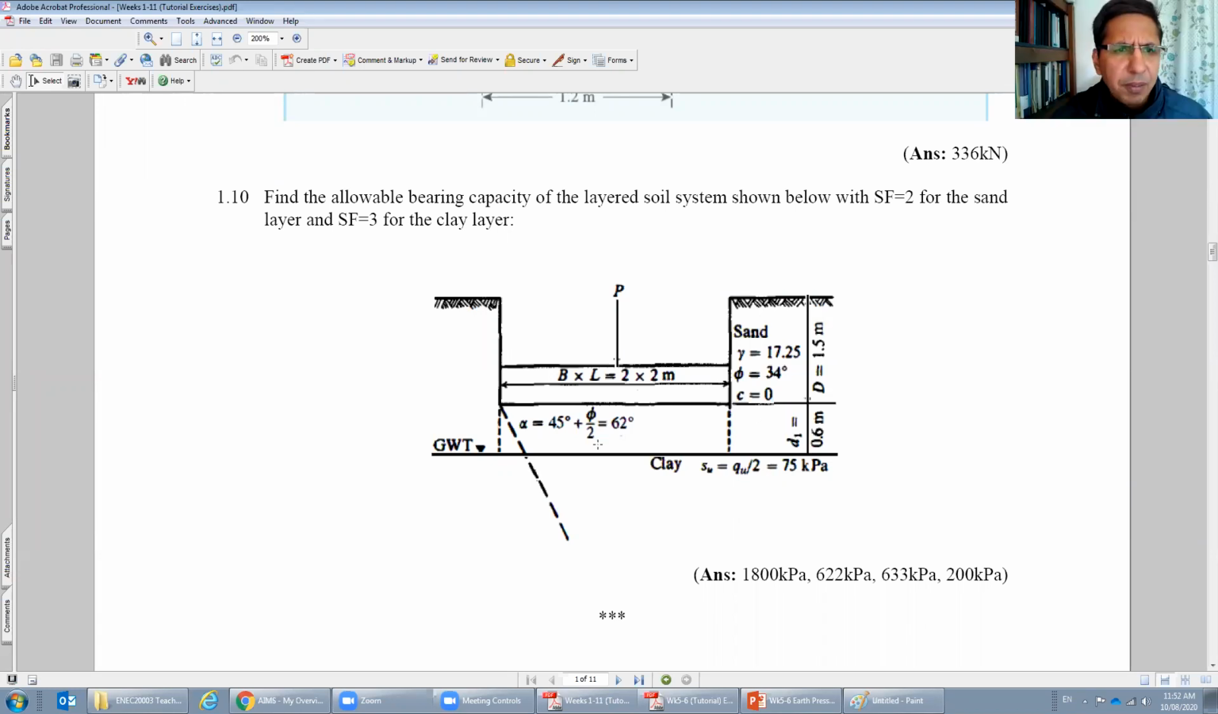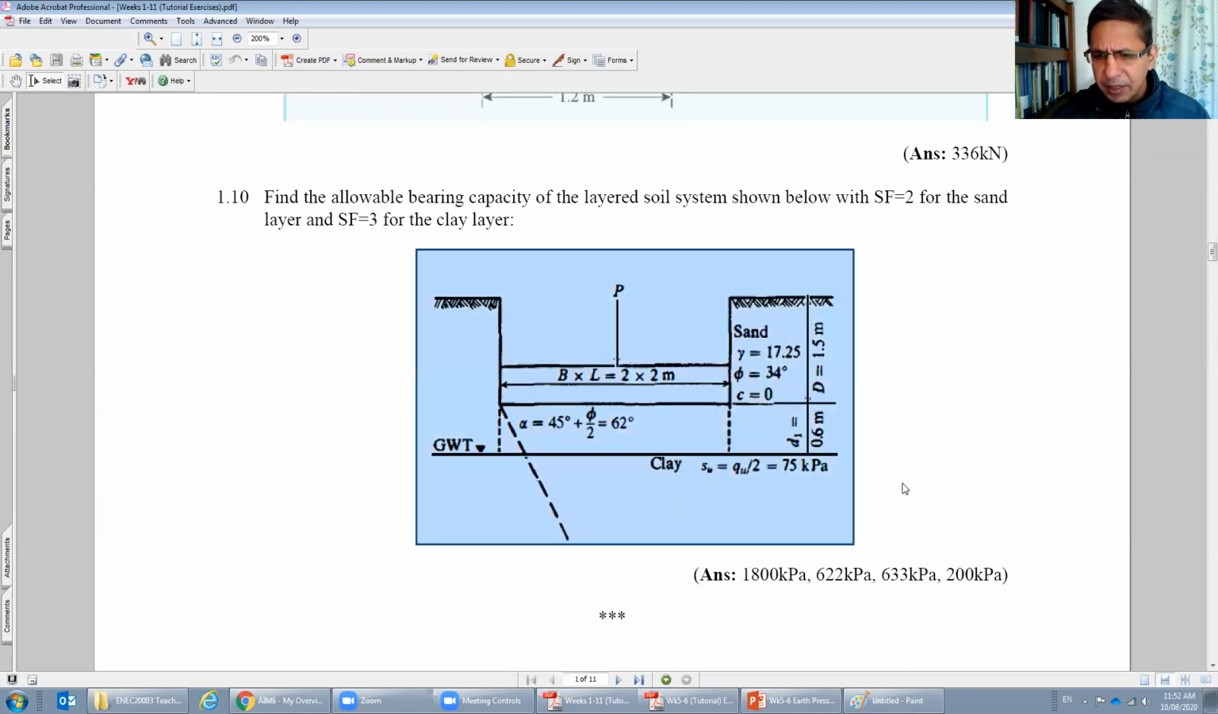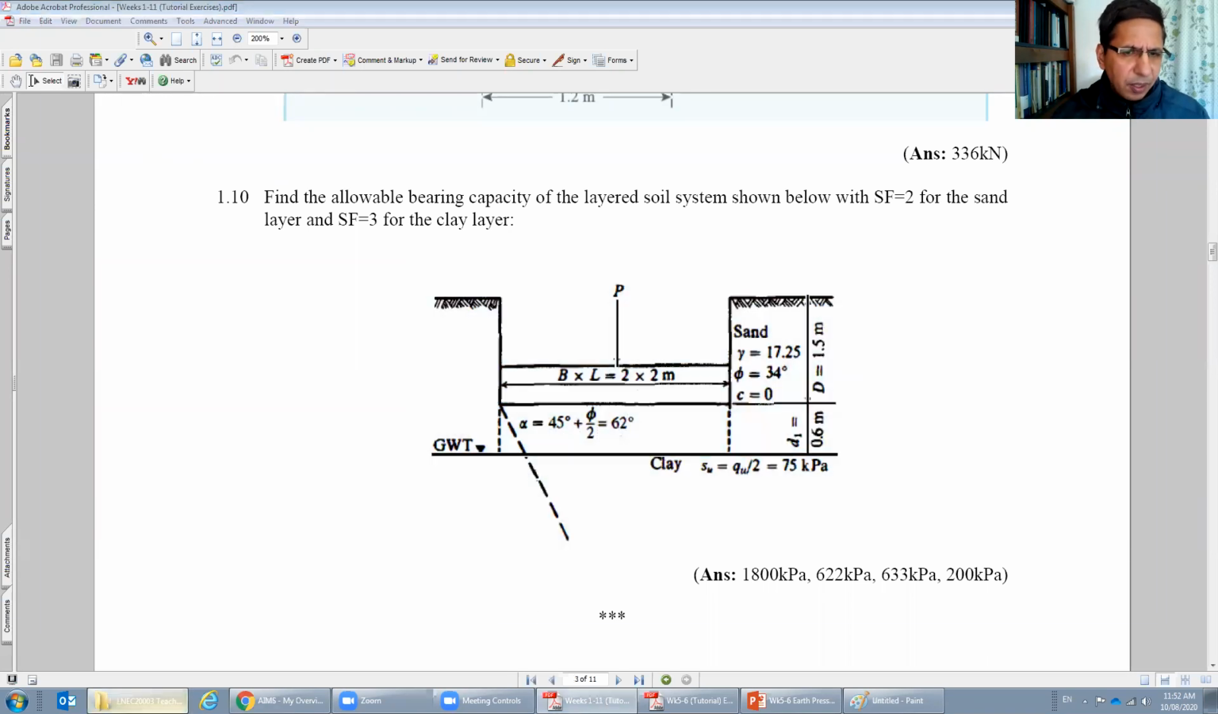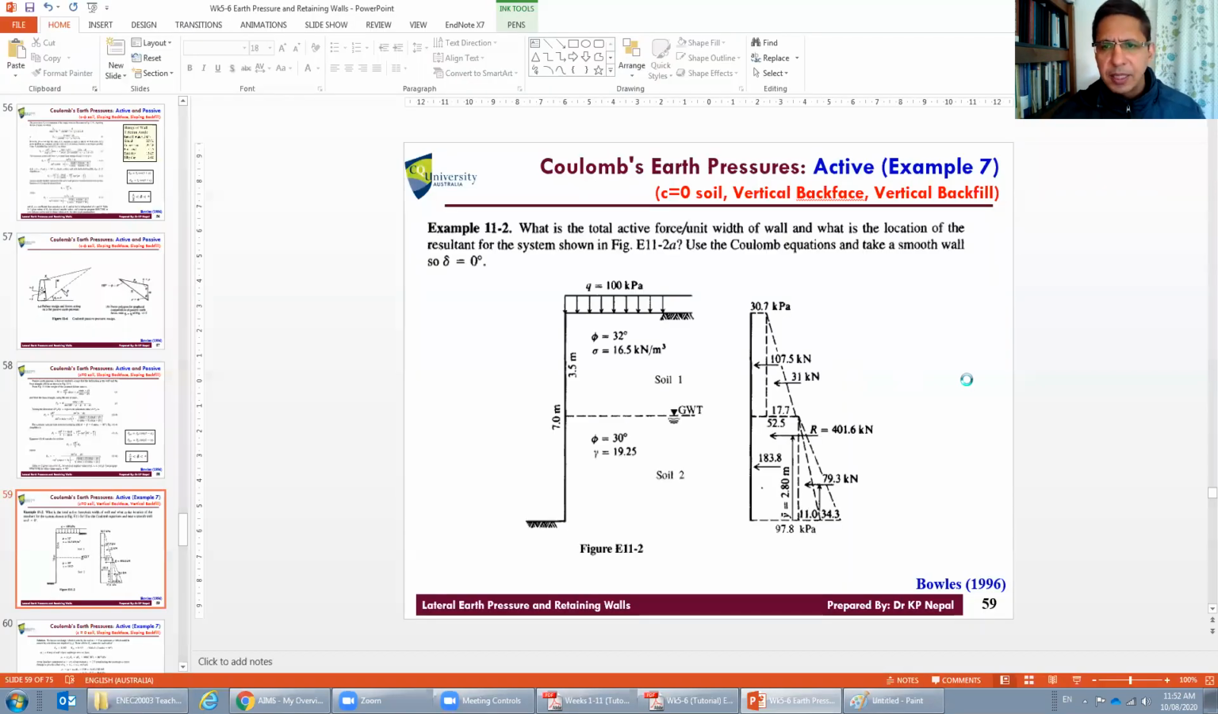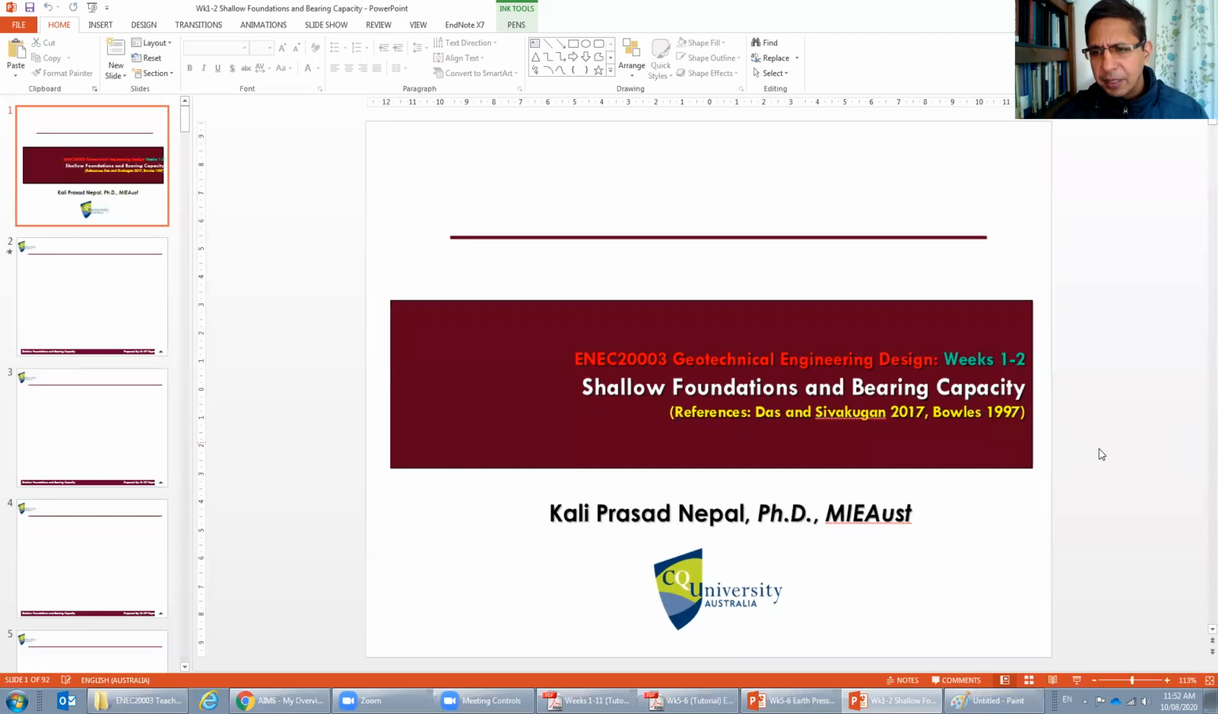Q ultimate for the allowable bearing capacities for the clay layer, right? Oh, I think there are formulas and calculations. Didn't I do this in the class? We do. Okay, can I go there then so that it is easier for me to explain? Yeah, instead of redoing everything.